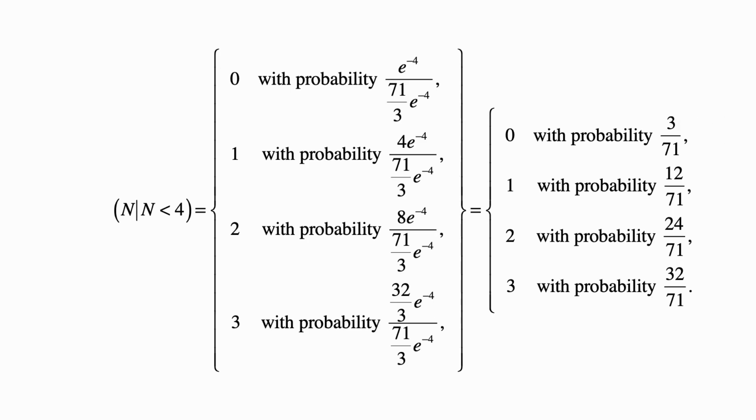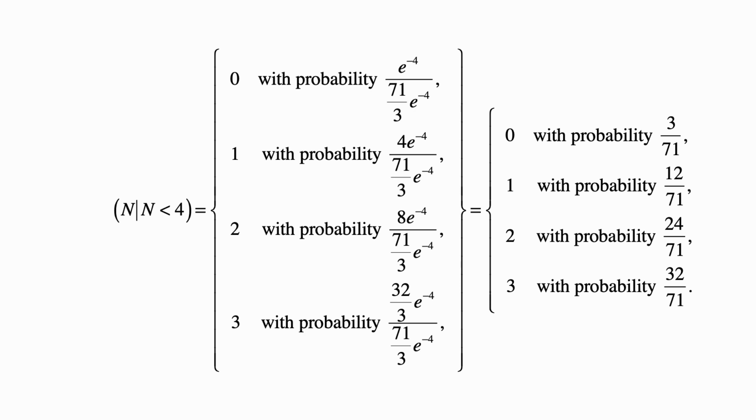So N given that N is less than 4 is 0 with probability e to the minus 4 over 71 over 3 times e to the minus 4, 1 with probability 4 e to the minus 4 divided by 71 over 3 times e to the minus 4, 2 with probability 8 e to the minus 4 over 71 over 3 times e to the minus 4, and 3 with probability 32 over 3 times e to the minus 4 over 71 over 3 times e to the minus 4.